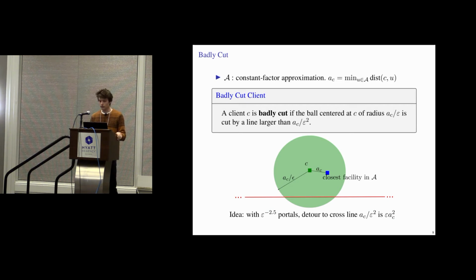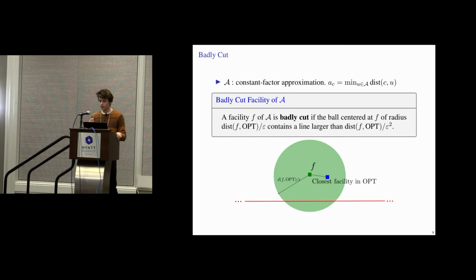Okay, so that is for badly cut clients. We have the same definition, or nearly the same, for badly cut facilities. Instead we look at a facility, its closest facility in the optimal solution, and the ball of radius the distance between the two facilities divided by epsilon. And if it contains a line that is too big, then we say that the facility is badly cut.